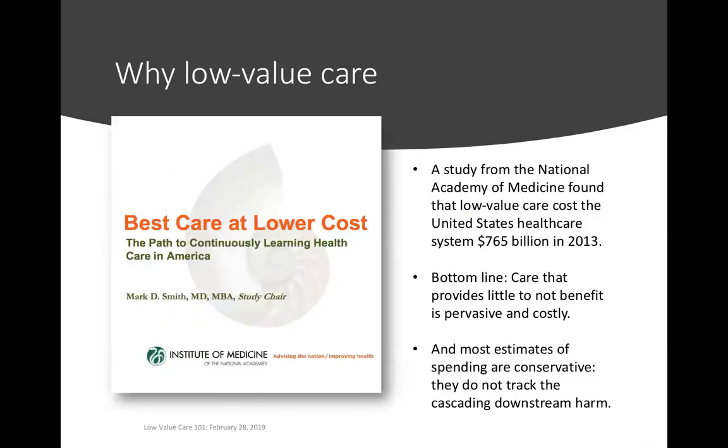But in terms of dollars, we see that estimates vary significantly, but there's upwards of $765 billion a year spent on low-value care, which is a particularly large problem and is a resource allocation crisis. The bottom line, even though the estimates vary, is that it's pervasive and costly. And we also just don't really know the true extent of how much we spend on low-value care.